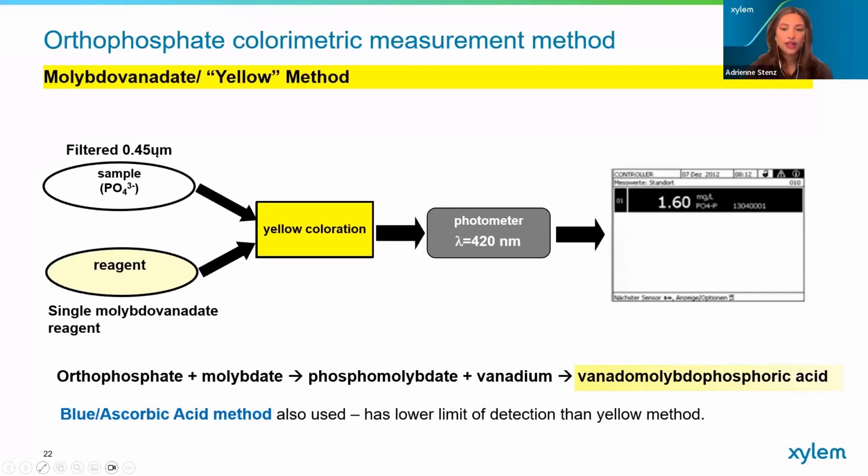The blue method follows the same mechanism, but involves an additional reagent of ascorbic acid. The ascorbic acid reagent turns the sample blue instead of yellow, and the blue method has a lower limit of detection than the yellow method and is the compliance standard.